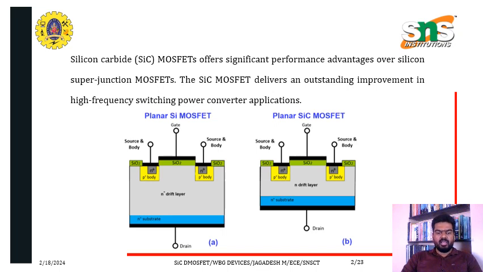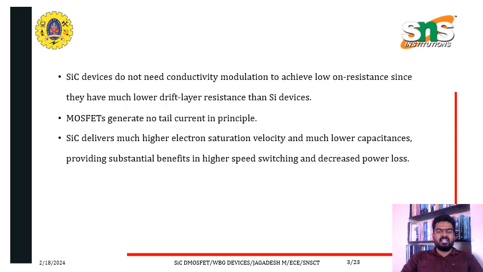The planar Si MOSFET and planar SiC MOSFET structures are given in this diagram. SiC devices do not need conductivity modulation to achieve low on resistance since they have much lower drift layer resistance than Si devices. MOSFETs generate no tail current in principle. SiC delivers much higher electron saturation velocity and much lower capacitance, providing substantial benefits in higher speed switching and decreased power loss.